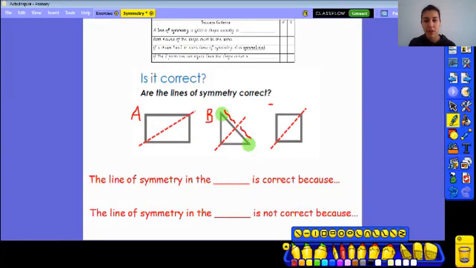And what about this? C. What shape is C? That's right, C is a square. 4 sides, all the same length. So is this line in a square a line of symmetry? Well, what's special about a square is that all the sides are the same length. Unlike a rectangle where we've got 2 long and 2 short sides, all of these are the same length. So if I were to fold it on this line, then they would match exactly. So the line of symmetry in the square is correct because if I folded the shape on that line, the halves would match exactly.